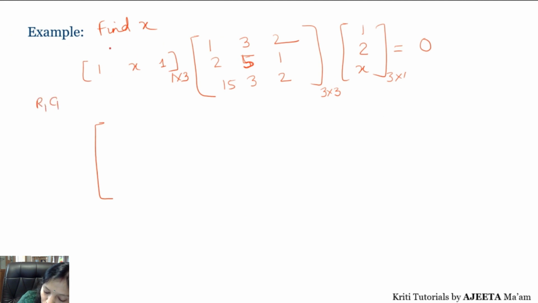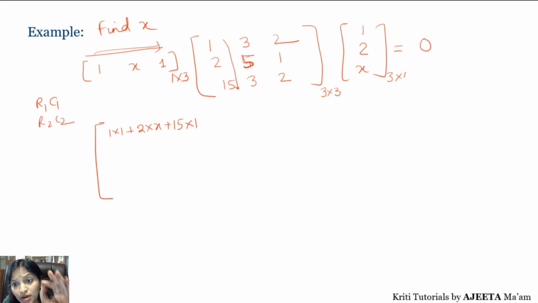R1 C1. So we are multiplying the first row with the first column. Okay, now let's make it 1 into 1, 2 into x, 15 into 1. Now we are multiplying the first row with the second column. We will never leave this, this is what always goes on: first row with first column, first row with second column, first row with third column. It continues.